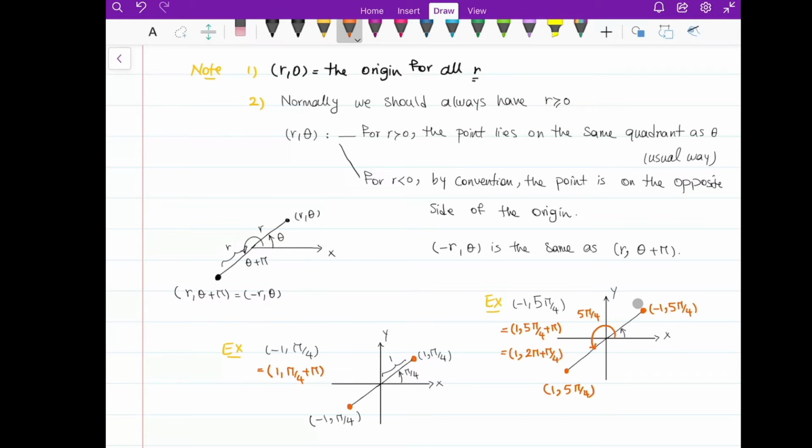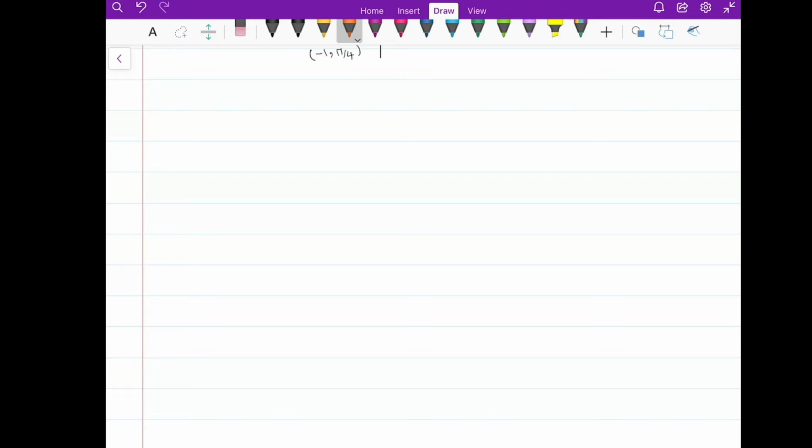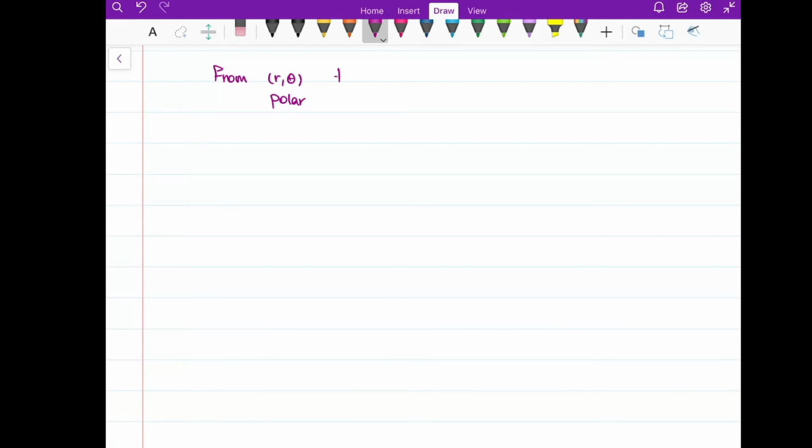Okay, very good. Now the question is this: how to go from Cartesian to polar or vice versa. From polar to Cartesian, xy Cartesian, I'm going to do this transformation. I'm going to find x. x would be r cosine theta, and y would be r sine theta.